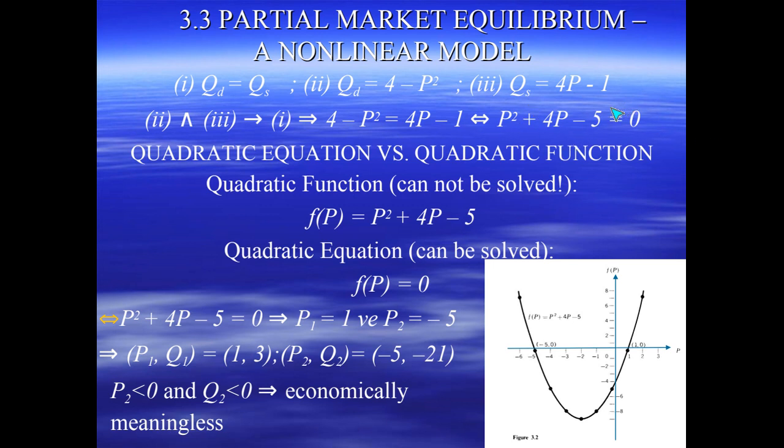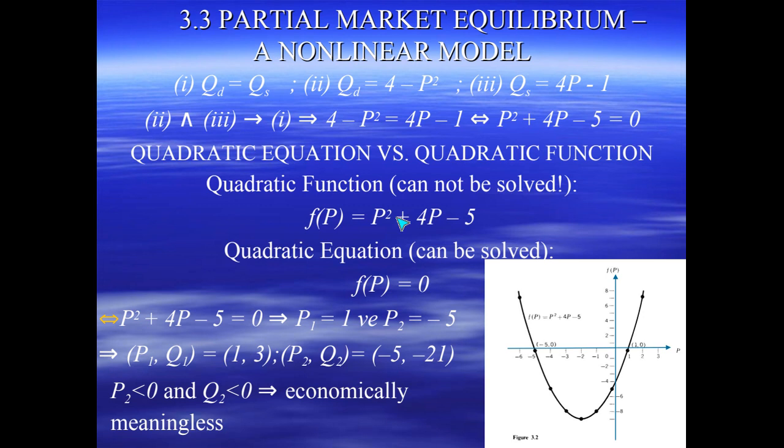But how shall we solve? The first thing to note is quadratic equation versus quadratic function. A quadratic function, which is P squared plus 4P minus 5, for instance, cannot be solved. There is no solution of a function. There are solutions of equations. So this function should be equal to something, equal to 0, for instance, in order to be solved.